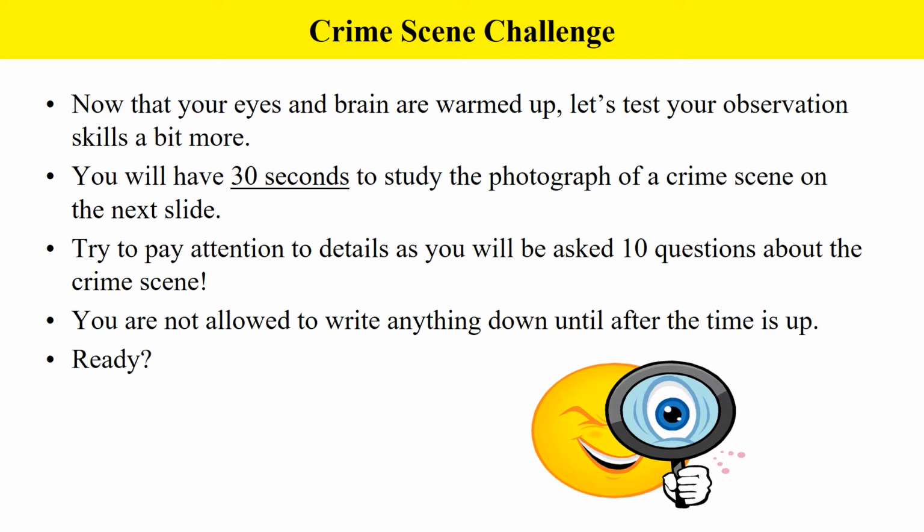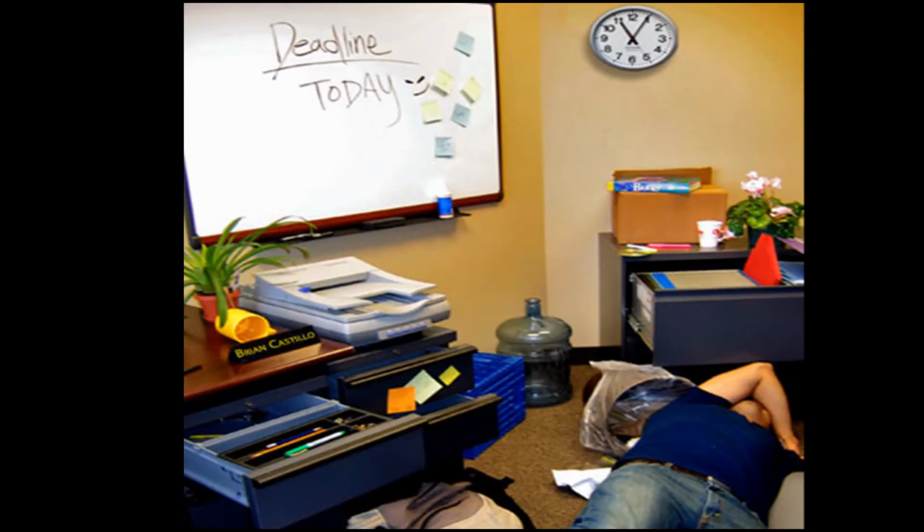All right, so we've warmed up your eyes and your brain. We're going to test your observation skills. So you're going to have 30 seconds to view a photograph of a crime scene. I want you to pay attention to all the details you can, but I don't want you to write anything down until the time is up, okay? So keep everything down. Are you ready? Get started. Look.